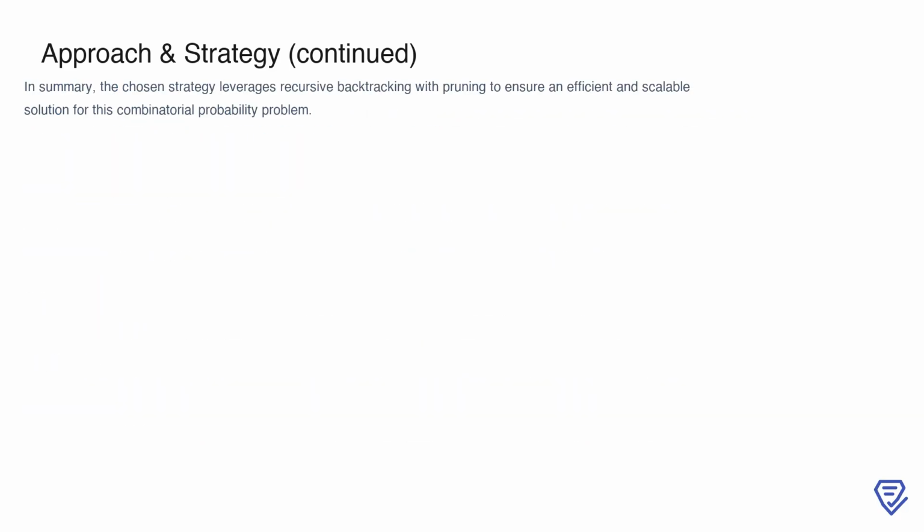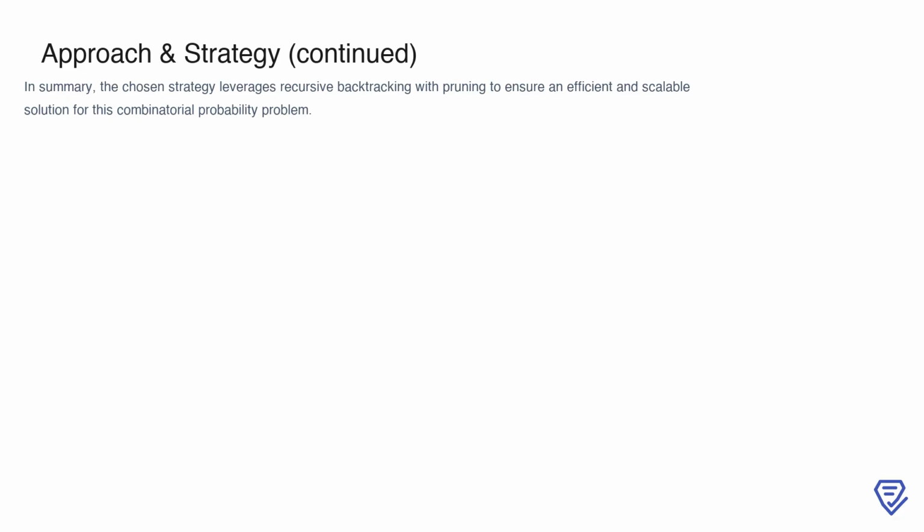To summarize, the chosen strategy combines the strengths of recursion and pruning to create an efficient and scalable solution for this combinatorial probability problem. By leveraging the constraints of the problem to prune invalid states early, we minimize computational overhead while still exploring all valid distributions. This approach strikes a balance between simplicity, efficiency, and practicality, making it well-suited to solving the problem within reasonable time and space limits.